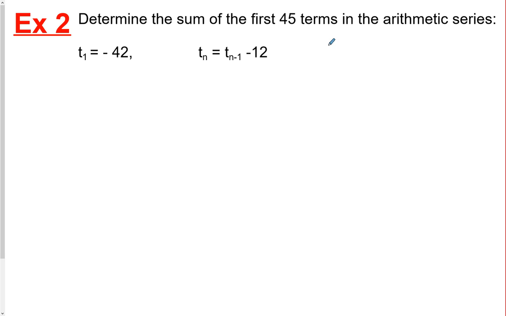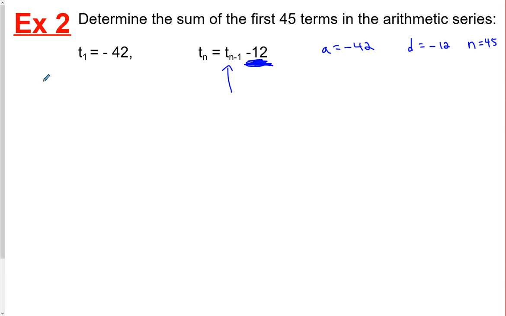I'm going to say, okay, what's my first term? It's negative 42. T1 and A are the same thing. So my first term is negative 42. What's my common difference? Well, I can see it right here. My recursive formula tells me take the previous number and subtract 12. So that means every time I'm subtracting 12. That's going to be my common difference. And my n value is 45. Now you could just take these numbers and plug them into your equation, just like we did last time. But I want to show you how I would solve this using that second formula.